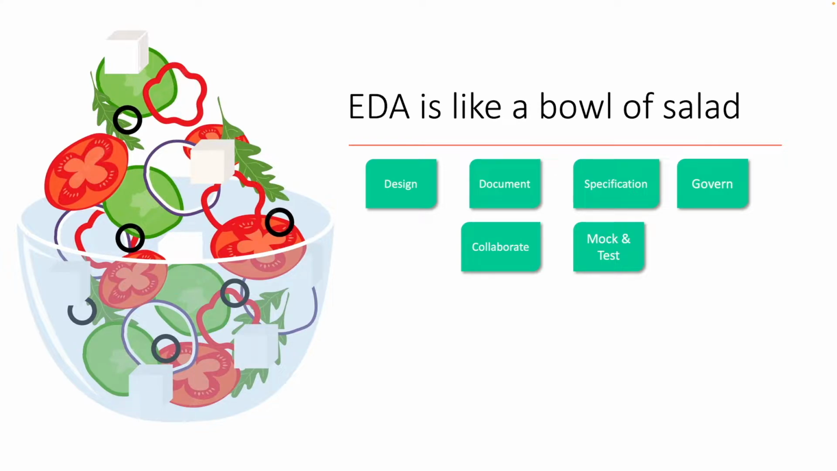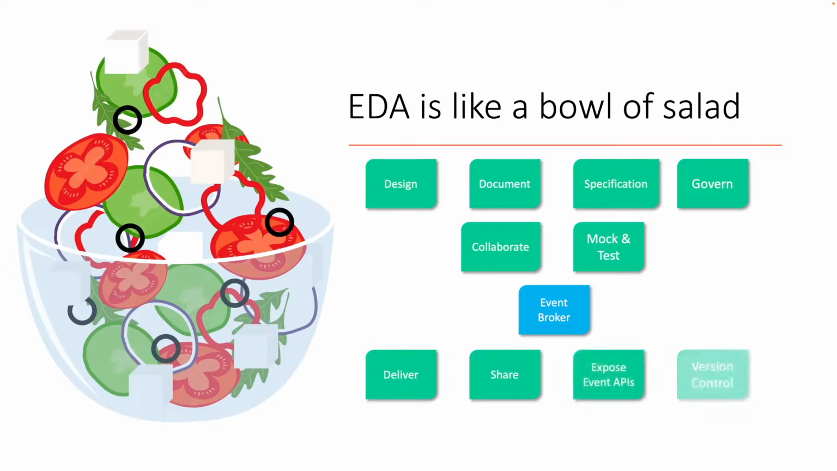There's also the runtime aspect of implementing and deploying an event-driven architecture, and this is where event brokers come into the mix. Post-deployment, you want to deliver your applications. You want to share the different event APIs and the asynchronous APIs that are involved in your underlying systems. You want to expose them as event API products. There's version control, there's lifecycle management, and there are environments. So I really like this slide in particular to give an overall view of the different pieces that are involved in event-driven architecture.